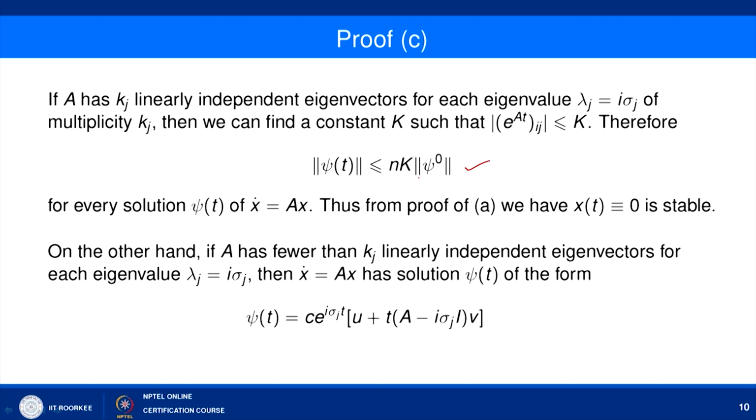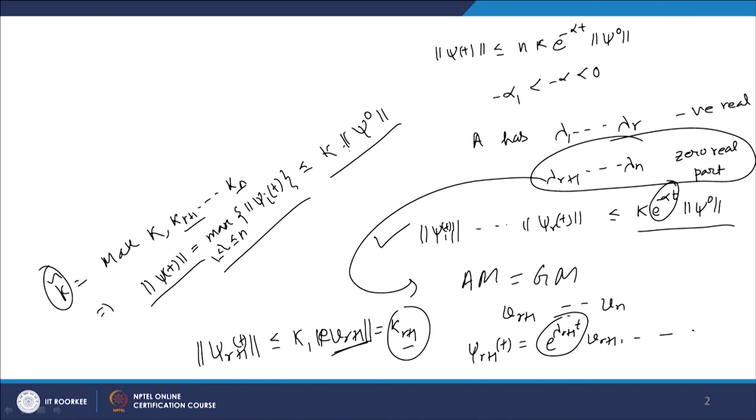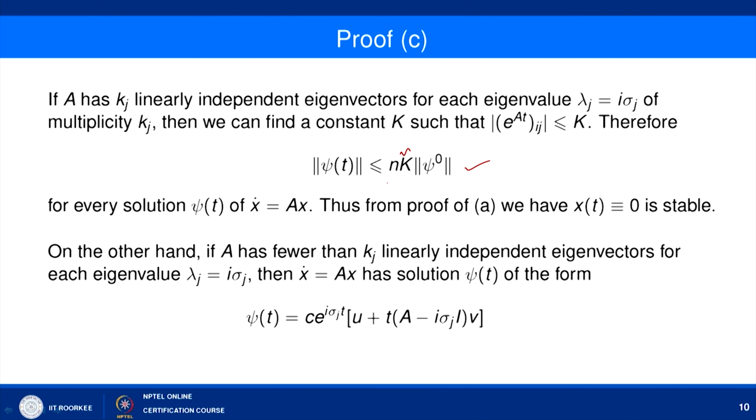So, if it is bounded by k times the norm of psi 0, I can simply say that it is bounded by n times k times the norm of psi of 0, where here it is k tilde. So here we can simply say that every quantity is less than k times the norm of psi 0. So I can simply say that the norm of psi of t is less than n k tilde times the norm of psi naught, for every solution psi of t of x dash equal to Ax.